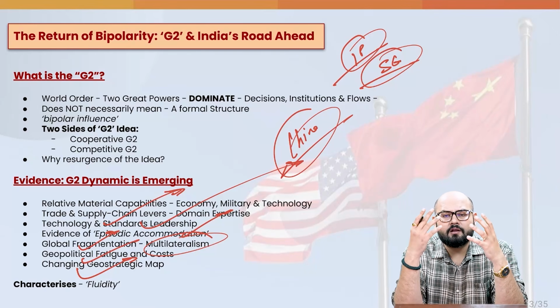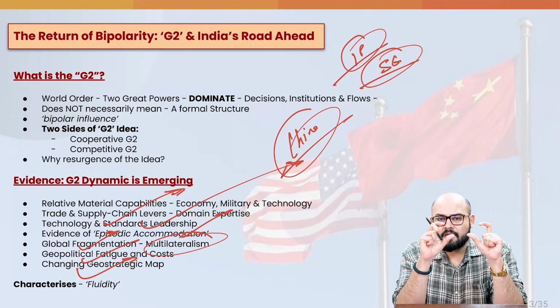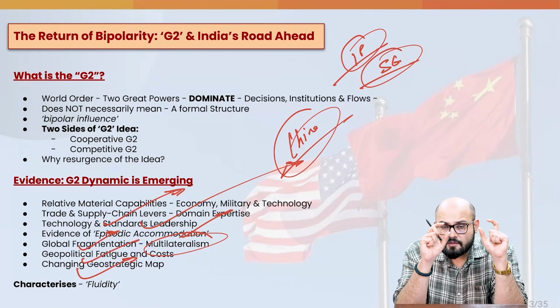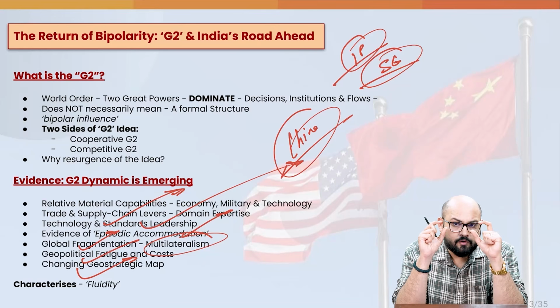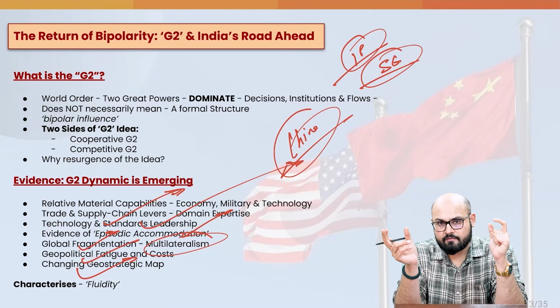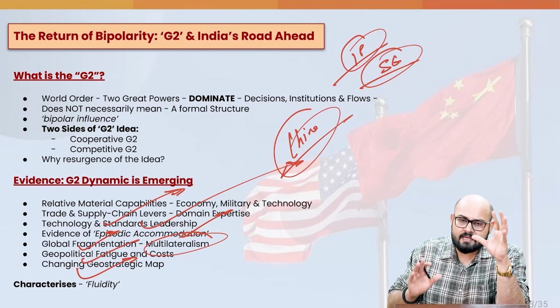And that is how many scholars have been saying that there is an aspect of G2 where these two countries would take decisions basis on their own selfish geopolitical interests, and that would compromise the interests of the other countries, right? What does it characterize?